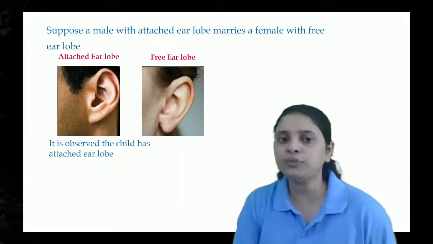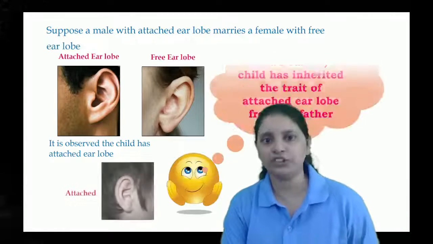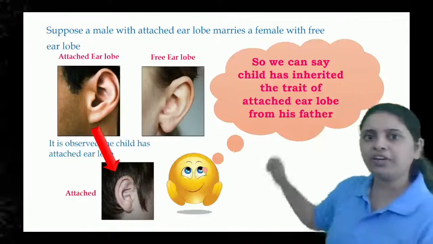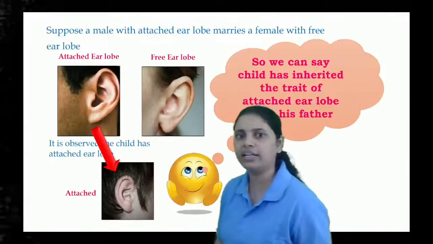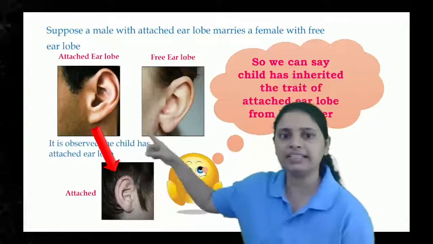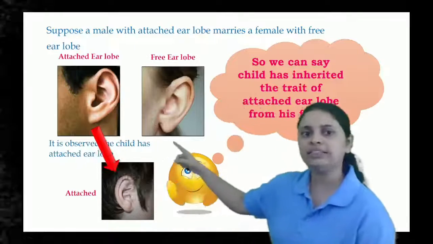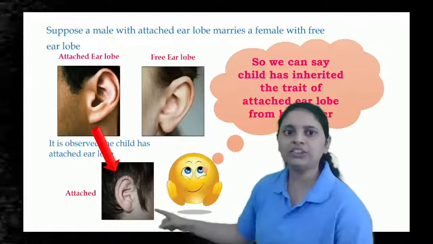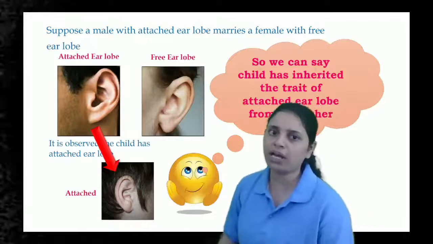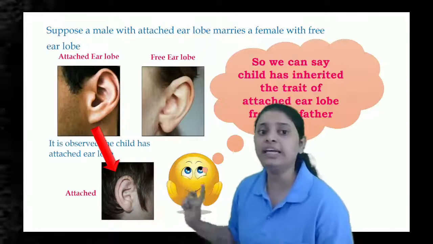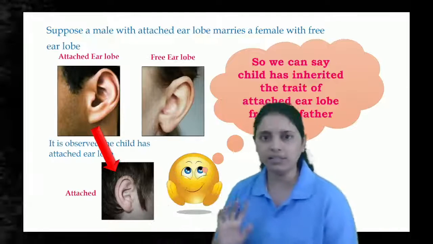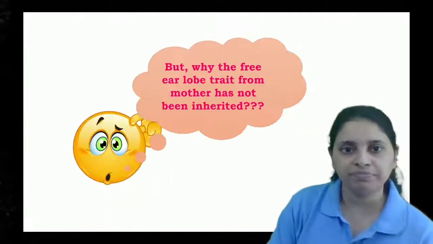Right. It is observed that the child has attached earlobe. Let's assume the child has attached earlobe. So we can say that the child has inherited the trait of attached earlobe from the father. Here we see the father has attached earlobe, the mother has free earlobes, and the child, let's say in this scenario, has attached earlobe. So what can we say? This child has inherited this particular trait from the father.